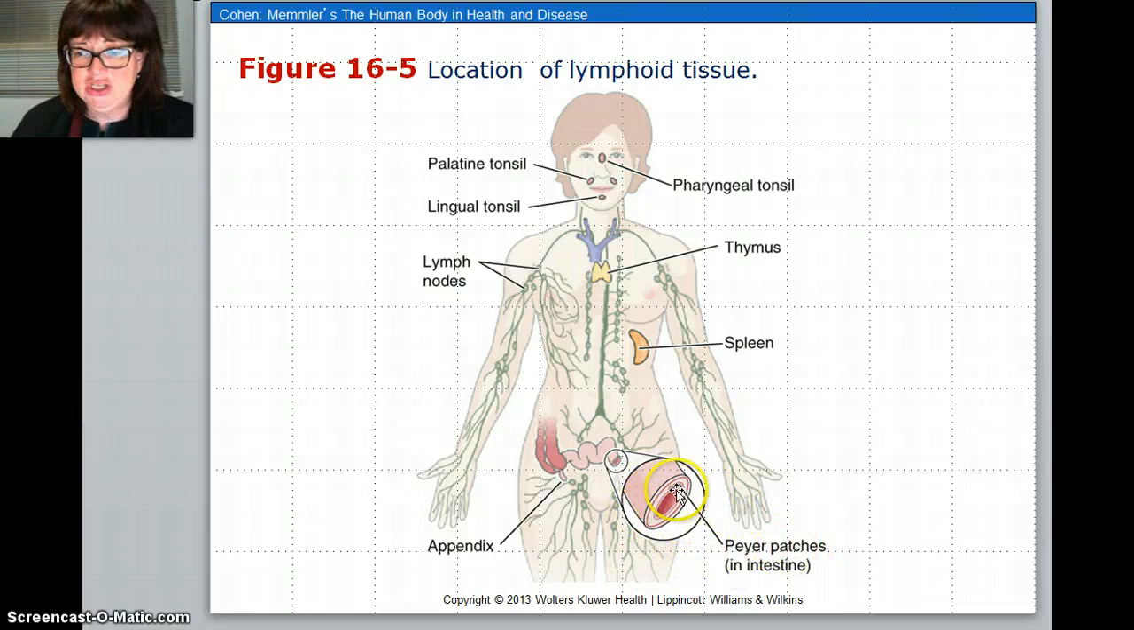And Peyer's patches are in the small intestine, and they help destroy some of the bacteria that's coming from your large intestine, so that way you have a good flora of bacteria in your large intestine, but it doesn't get into your small intestine.